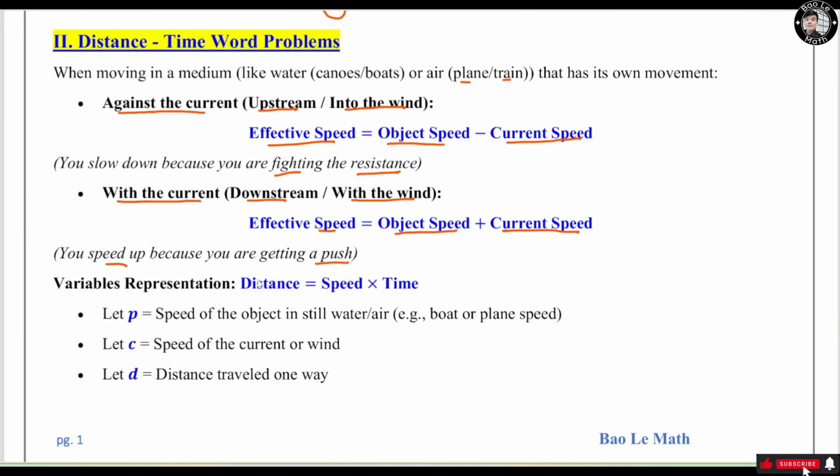Now, you know that the distance equals speed multiplied by time. Now let P be the speed of the object in still water or air. Let C be the speed of the current or wind. Let D be the distance traveled one way.